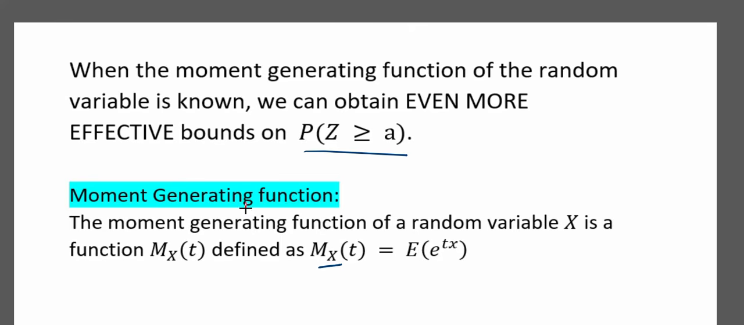So when we apply a moment generating function, the bounds which we get are said to be more effective, which means that when compared to the Chernoff bound, the other bounds, namely Chebyshev's or Markov, are very weak in nature.